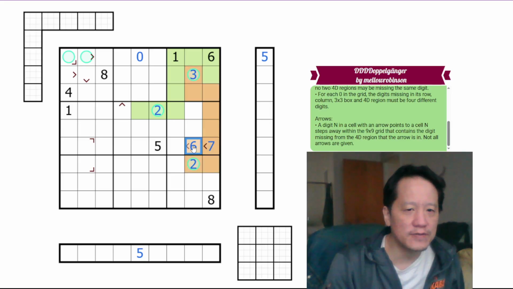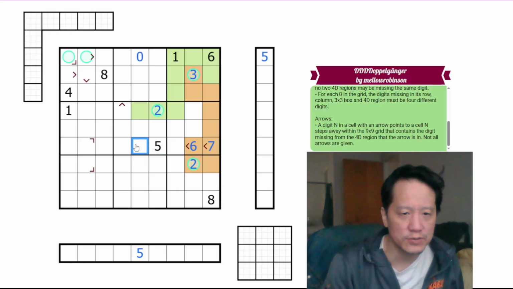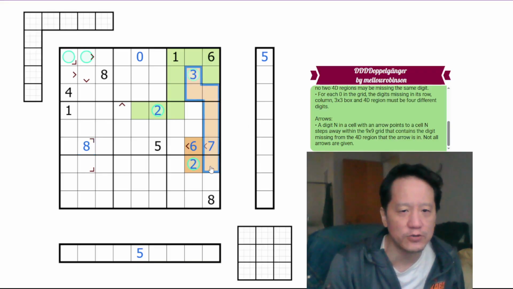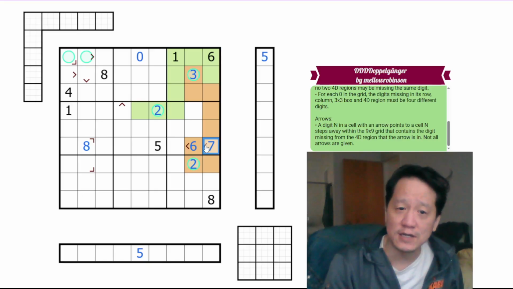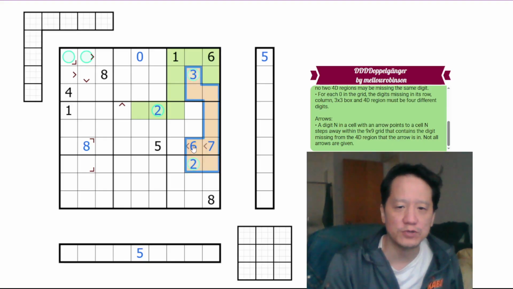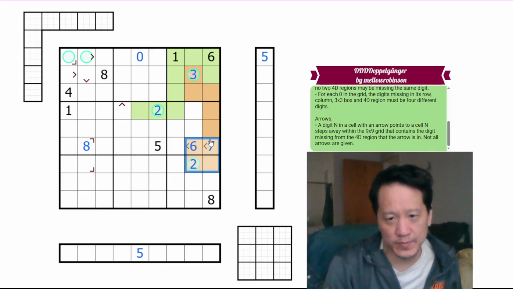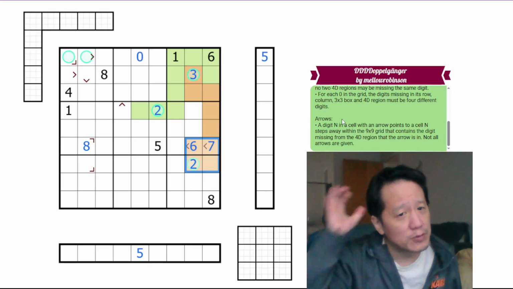That would mean this arrow would have to be 1, 2, 3, 4, 5, 6 away from this cell. So that would mean that 8 would have to be here if we're missing 8 in the orange region. And that would satisfy this cell too, because 7 away from that cell is 1, 2, 3, 4, 5, 6, 7, and it's the same cell, which is 8, which is supposedly missing from the orange region. And that's how arrows work, right? But not all arrows are given. I hope that was clear.